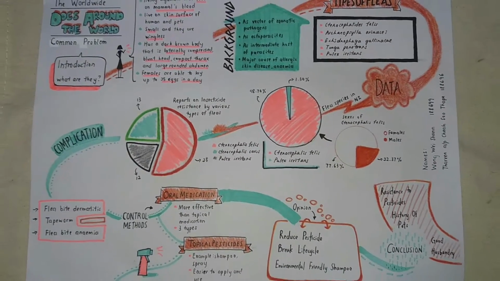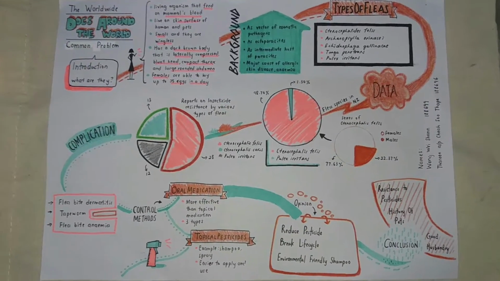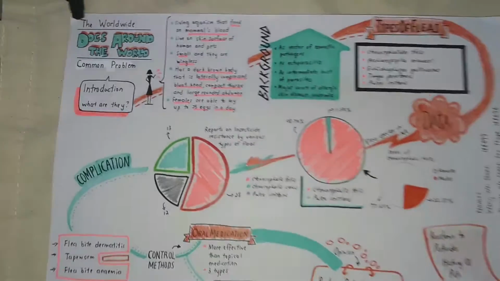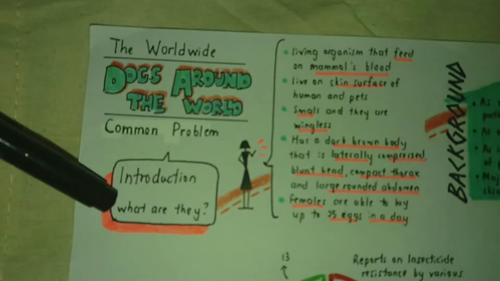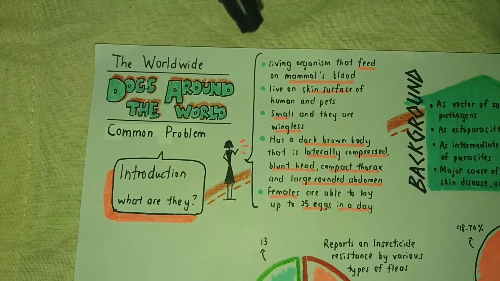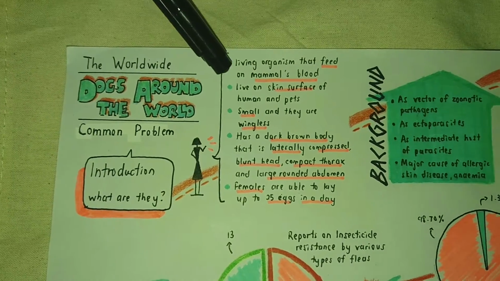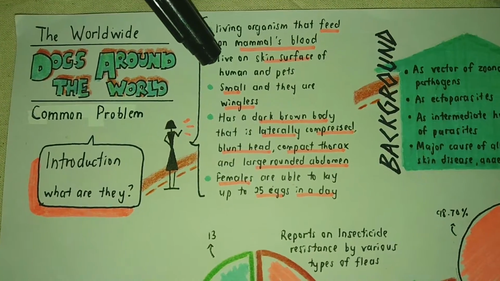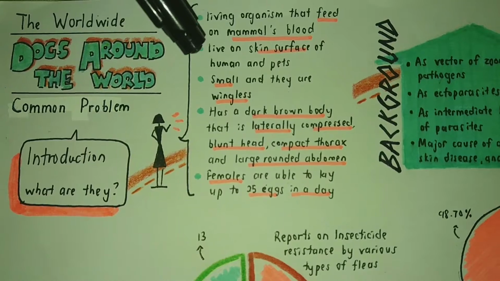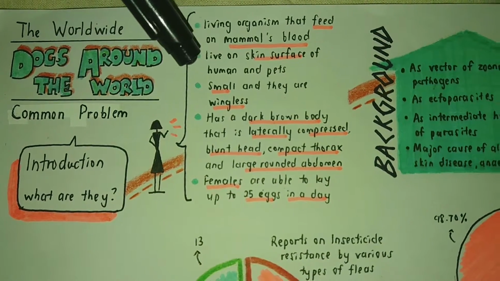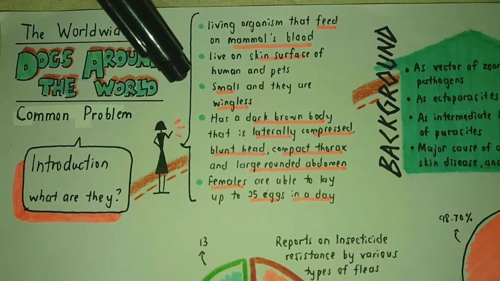Now we are going to talk about dogs and fleas, the worldwide common problem. So, what are fleas? Fleas are living organisms that feed on mammals' blood. They live on the skin surface of humans and pets. Fleas are very small and they are wingless.